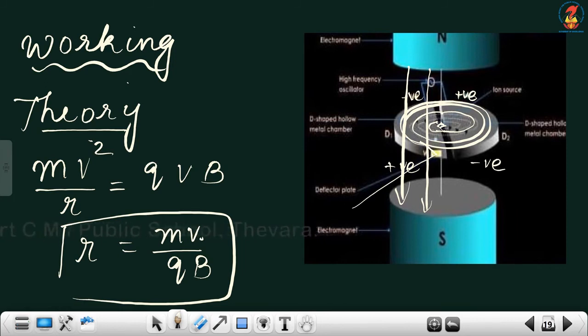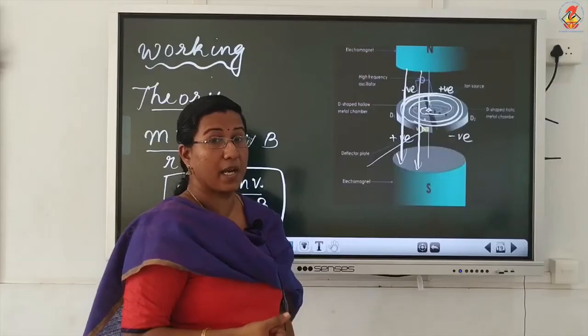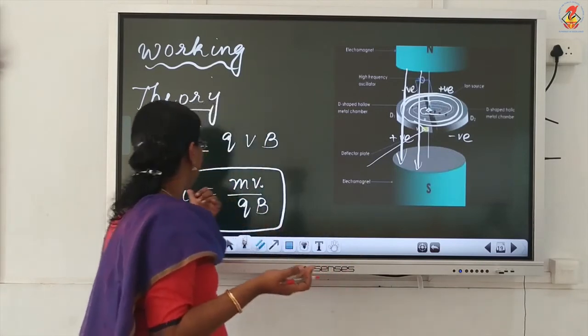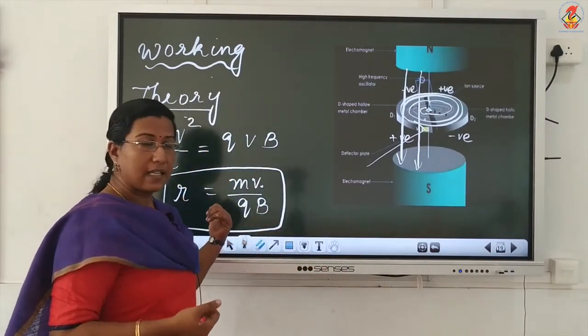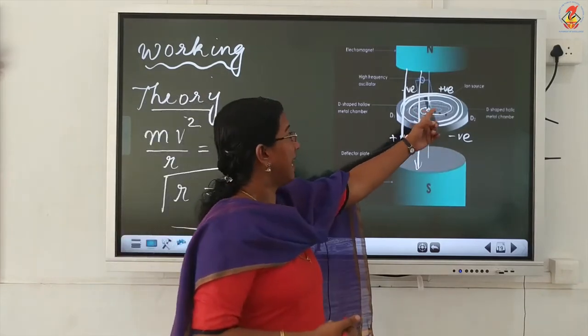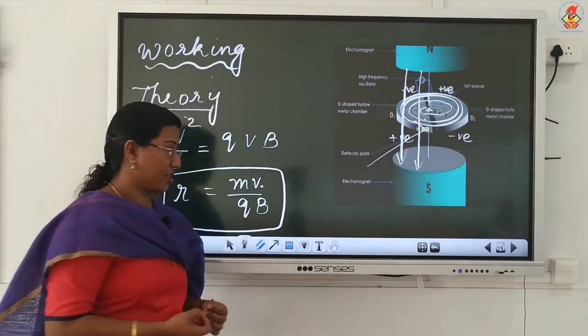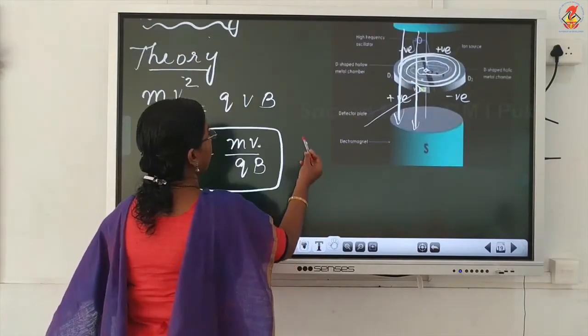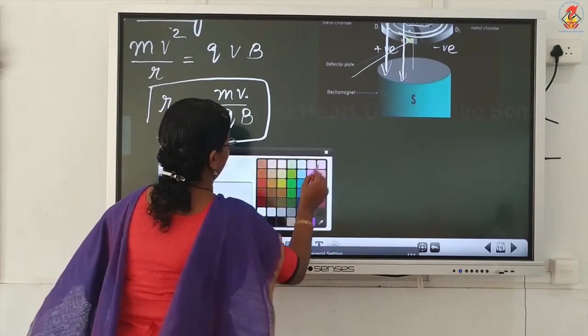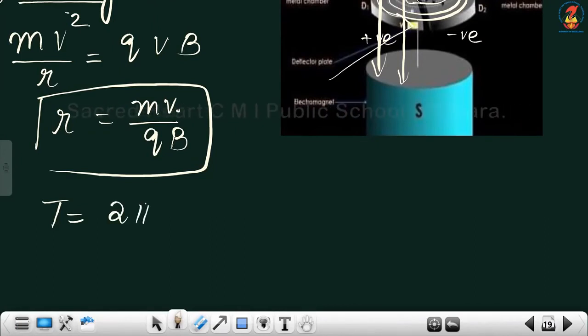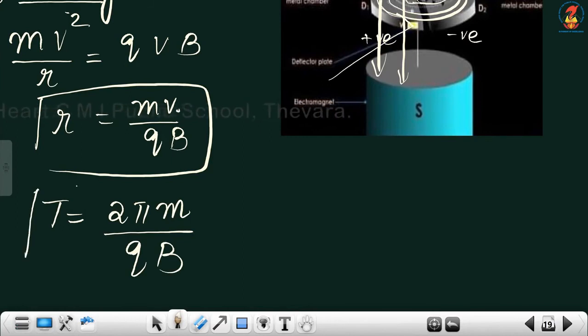Each time the particle passes through the gap between the dees, it experiences the force produced by the electric field, and automatically its velocity keeps on increasing, and hence r will also keep on increasing. Once it completes the entire dee, it comes out of the dee and hits the target. And the time period of the charged particle in the field is given by T = 2πm/qB.